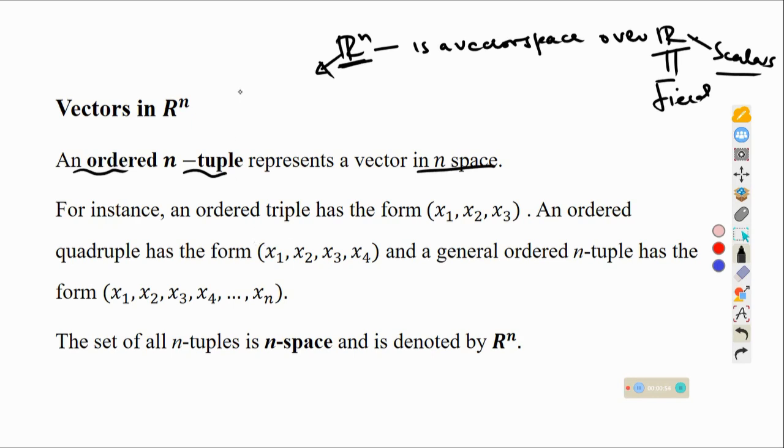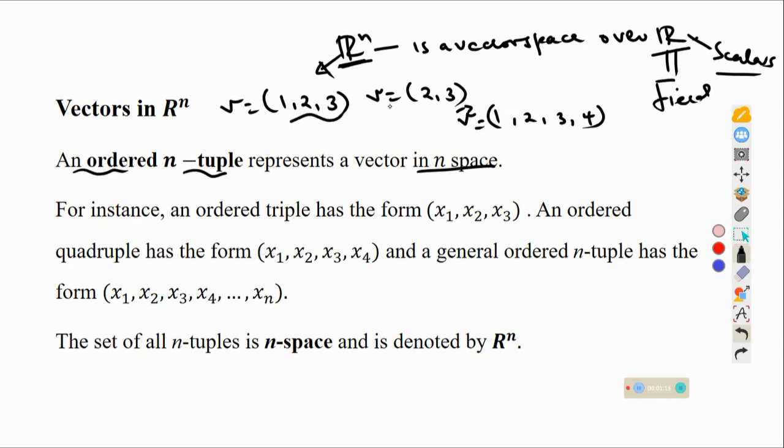An ordered n tuple simply represents a vector in any space. For instance, we have always talked about such vectors. You have vectors arranged like 1, 2, and 3. You have vectors like 2 and 3. You have vectors like 1, 2, 3, and 4. So we have got some simple names for such vectors.